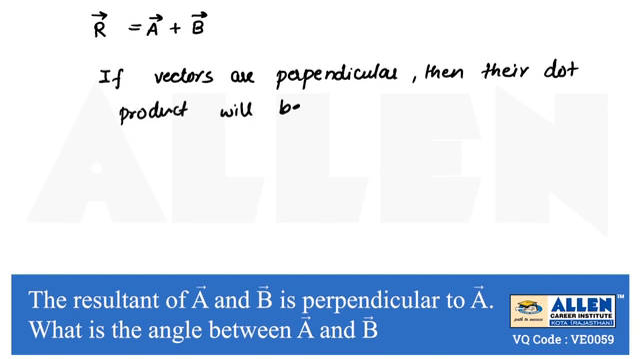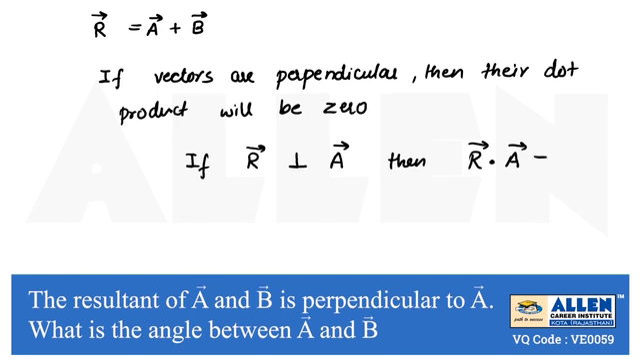Here we are given that the resultant of A vector and B vector, which is represented by R vector, is perpendicular to A vector. Then we can write R vector dot A vector is equal to 0. Here R vector can be represented as A vector plus B vector, dot A vector.